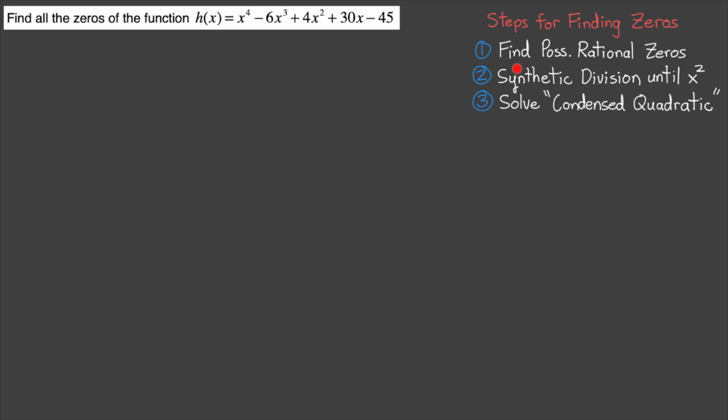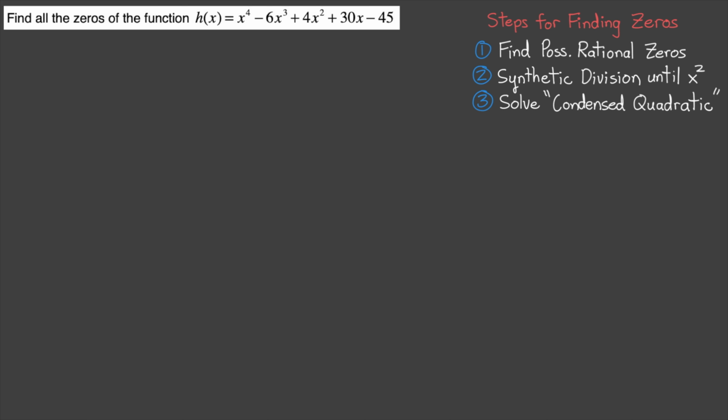Step number 1, find the possible rational zeros. We're going to use the rational zero theorem to do that. Step number 2, use synthetic division until you get down to a quadratic, or an x squared. And then step 3, you're going to solve the condensed quadratic to get your last two zeros. All right, so let's start with step number 1.